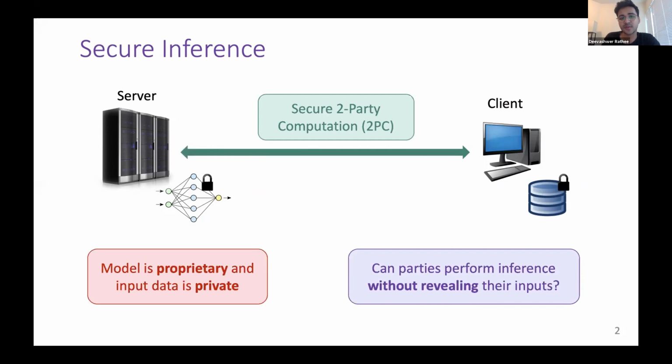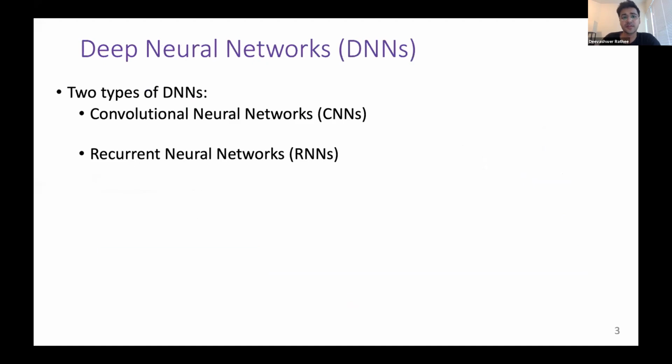This is actually possible. This is a good scenario for secure two-party computation, or 2PC, which makes this kind of scenario possible. There are already generic solutions for 2PC, but those solutions do not lead to efficient solutions for secure inference, which is why many specialized protocols have been proposed in the past decade. In this work, we focus on secure inference of deep neural networks, which basically have 2 types: convolutional neural networks and recurrent neural networks.